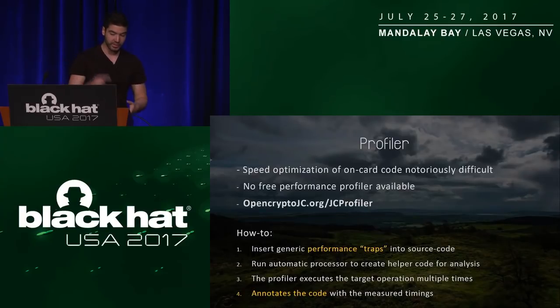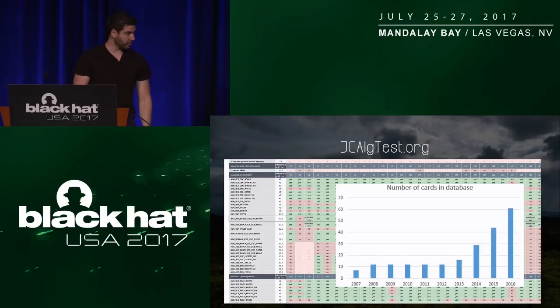If you want to use it, here are the steps. First, you need to insert some performance trap in your source code. Just a single line that tells the profiler, this is the function or the API call I want to profile. And then you run the automatic processor, and the result you feed into the profiler, which executes your applet multiple times, and then annotates the code with the measured timings for each one of the lines you're interested in.